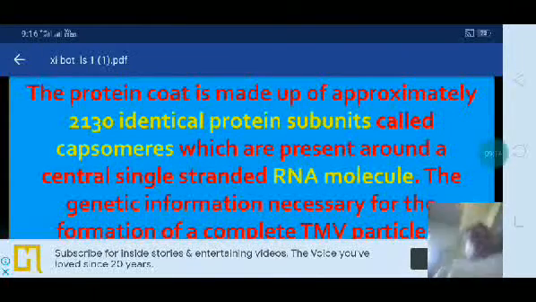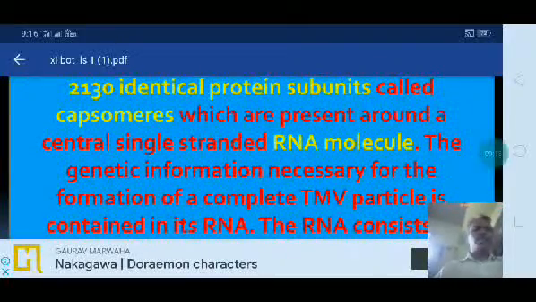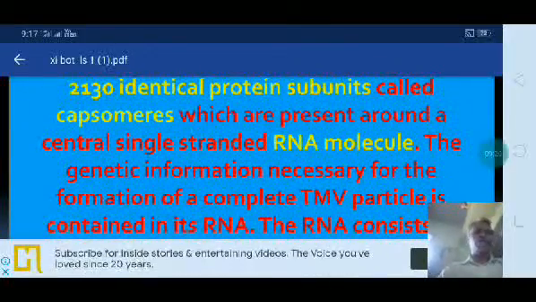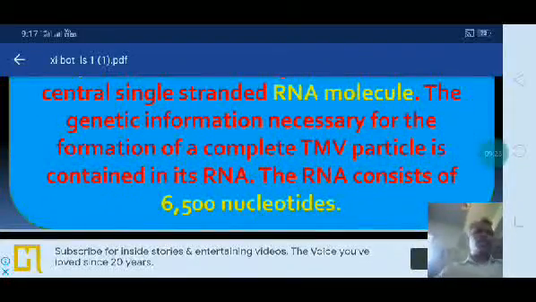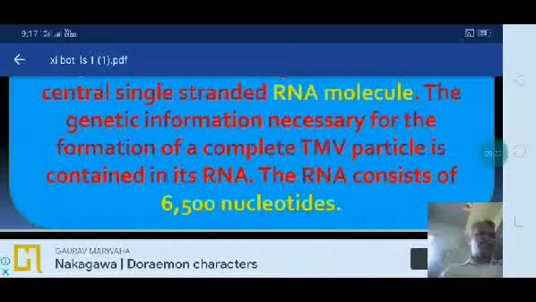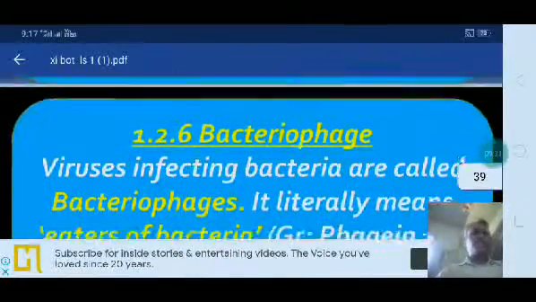The protein subunits, called capsomeres, are present around the central single stranded RNA molecule. The genetic information necessary for the formation of a complete TMV particle is contained in its RNA. Here the RNA consists of 6500 nucleotides.